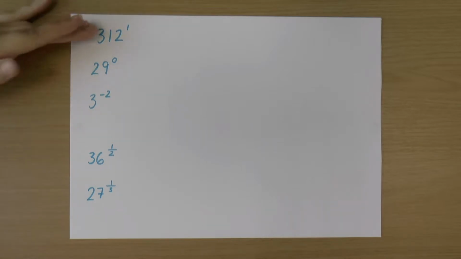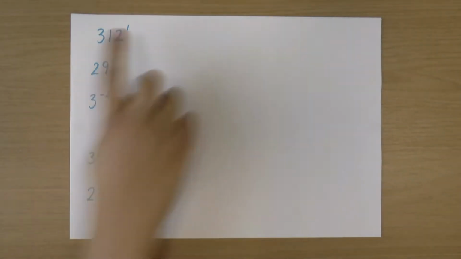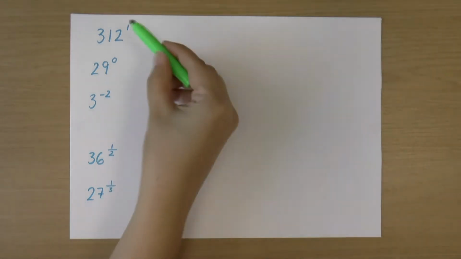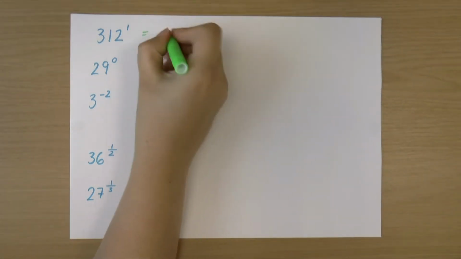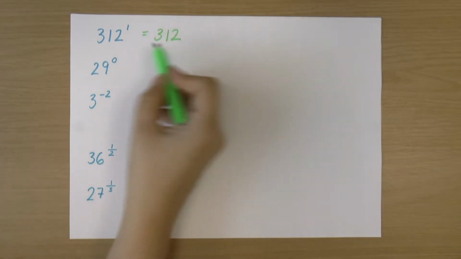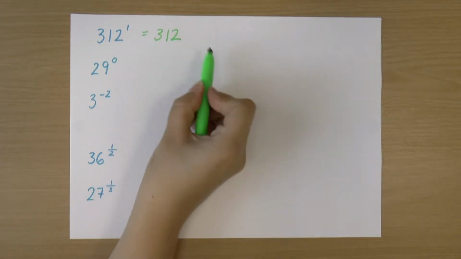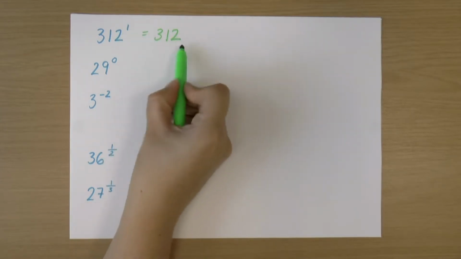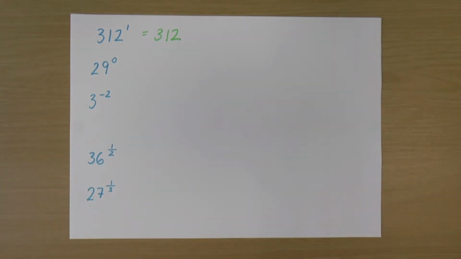So let's start off at the top. Here we've got an index to the power of 1. When we had an index to the power of 2, that's our square, we multiplied a number by itself. So if this was 312 squared, we would have 312 multiplied by 312. However, this is just a 1, not a 2. Therefore, it's just one lot of 312. We're not multiplying it by anything because we've only got one lot thanks to that index.